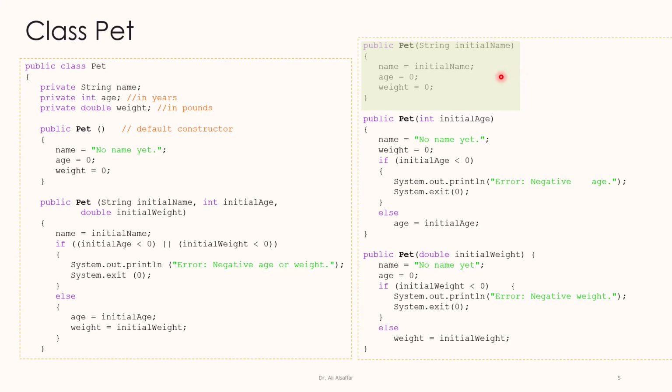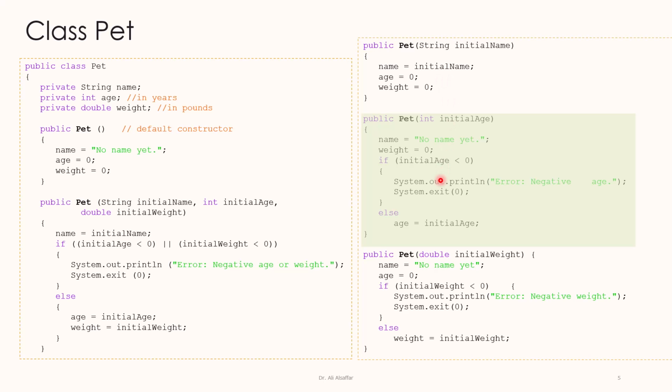For this third constructor, it initializes only the name of the pet, and it puts default values for age and weight. And see, the age and weight are equal to 0. So this constructor, if you know the name of the pet and you would like to create an object with default values for age and weight, this is the constructor that you should use.